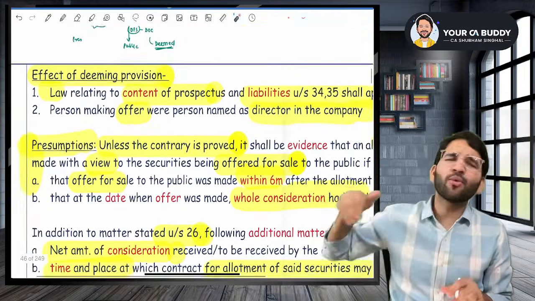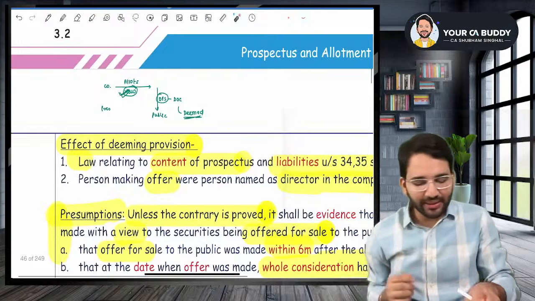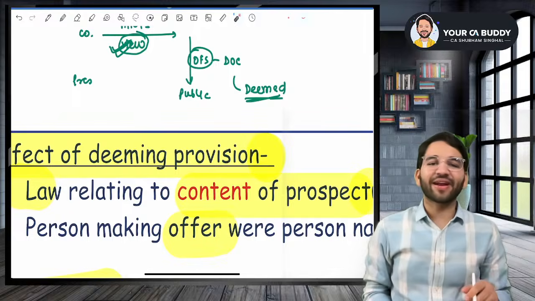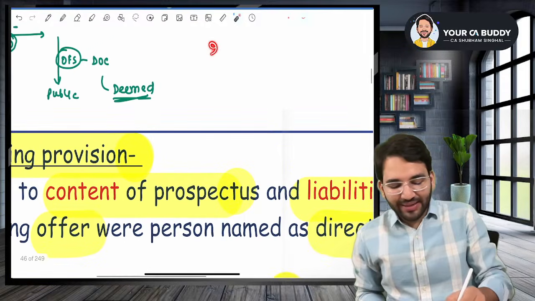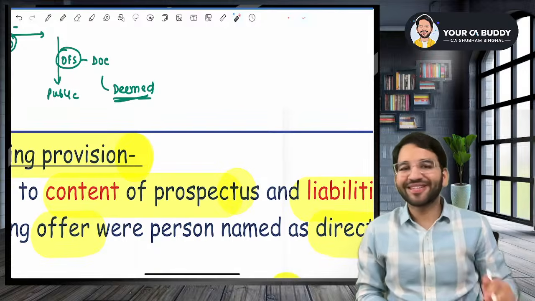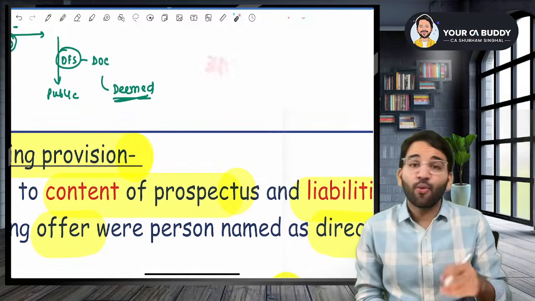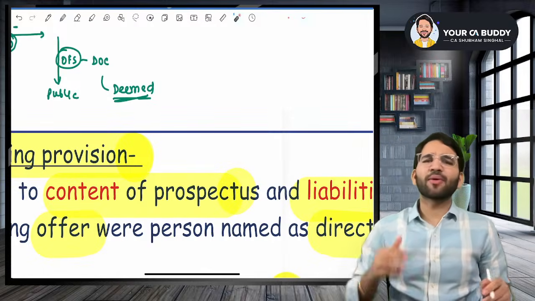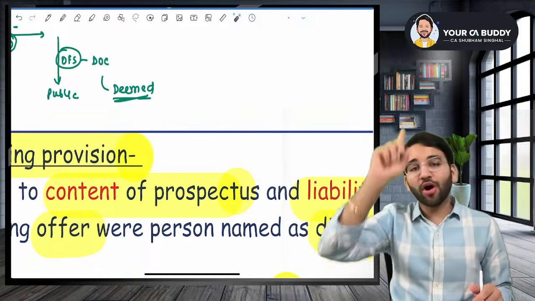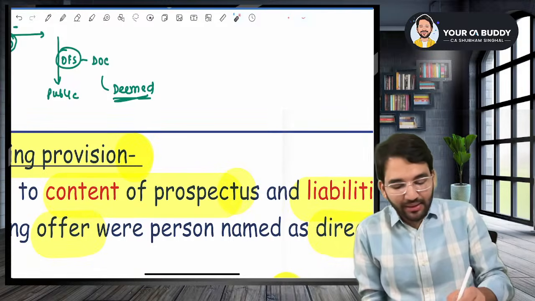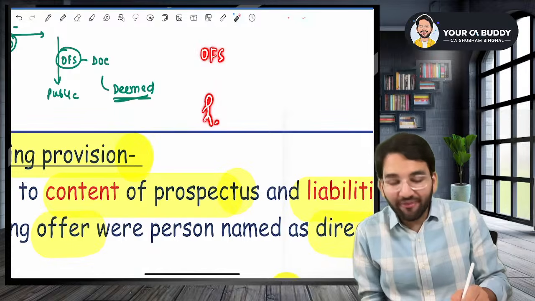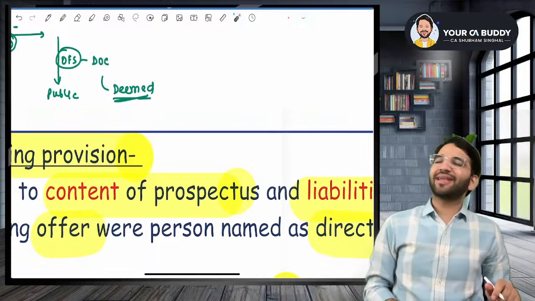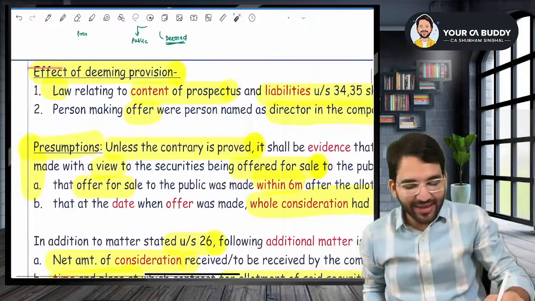Okay. Now, sir, what will happen if this is a prospectus? So you said, sir, this OFS document will be considered as a prospectus. How will it affect? Sir, the effect will be that section number 26 will apply. What is 26? Matters to be stated in a prospectus. Section 34 will apply. What is 34? It's criminal liability. Section 35 will also apply. What is section 35? 35 is civil liability. So all these three sections will apply. And sir, whatever person is named in the OFS will be deemed to be directors of the company. So basically, these are the things that are going to happen.